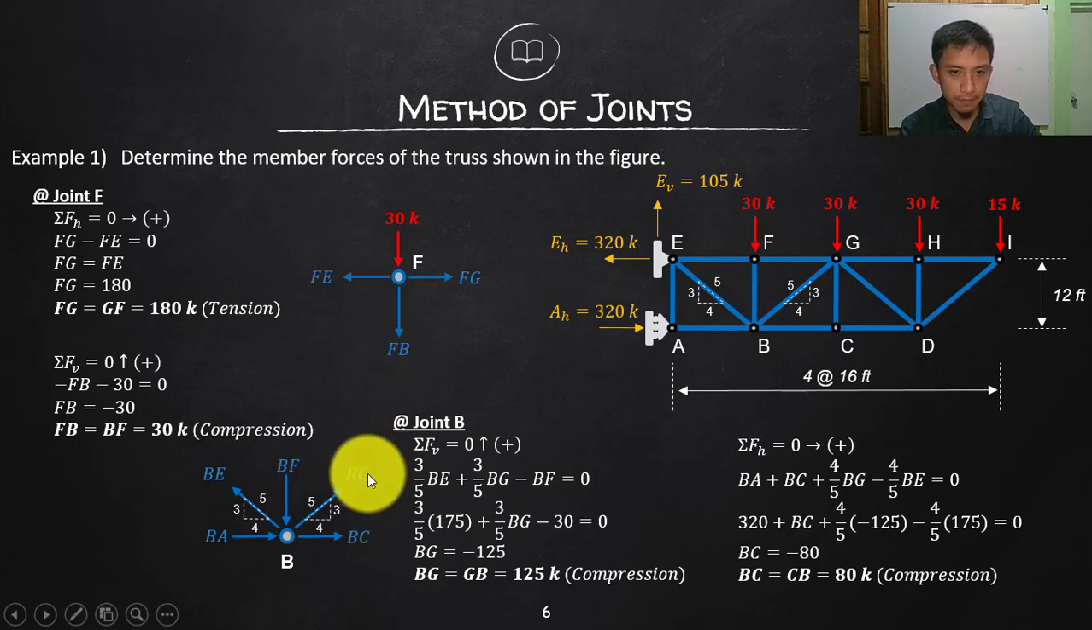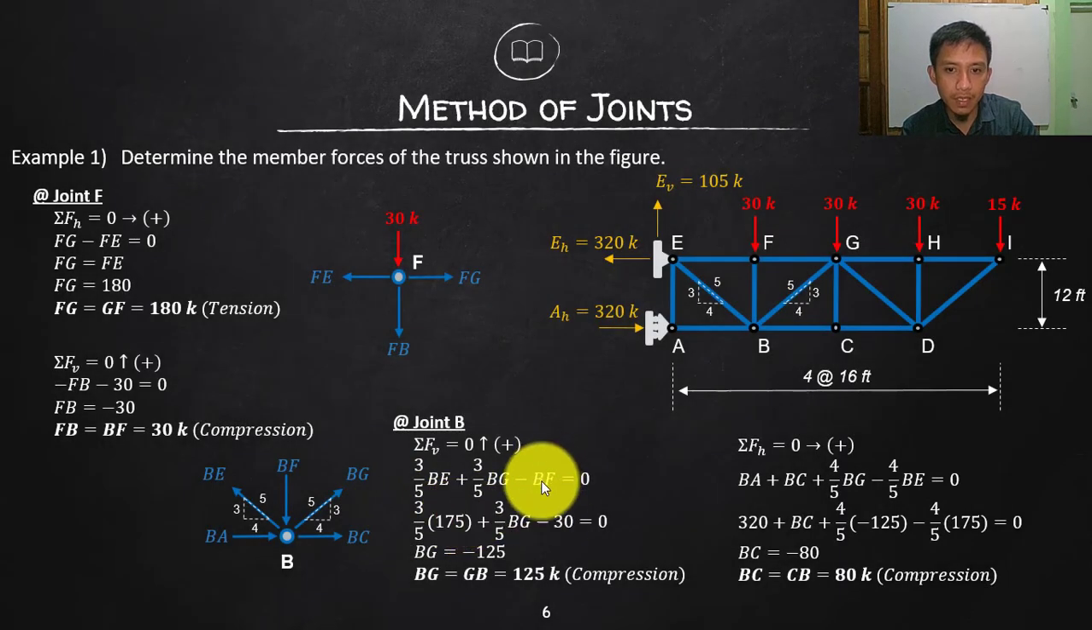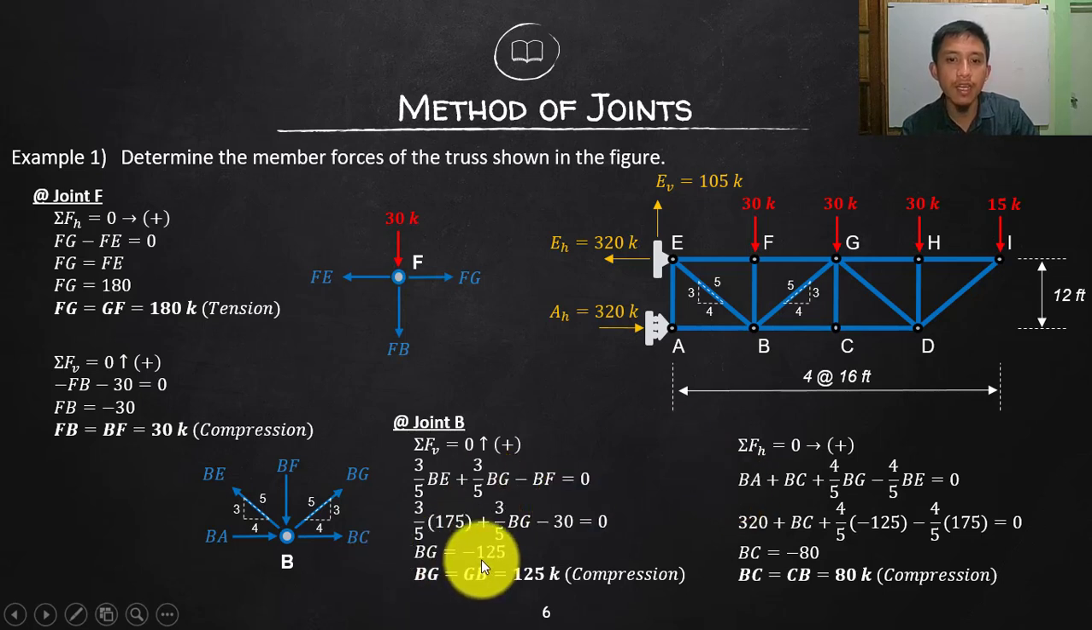Okay, so let's do that. The 3/5 of BE is going up, so positive, and 3/5 of BG, which is the unknown, going up, so positive, and going down BF, so that is a negative. So substitute whatever we know. 3/5 of BE, your BE is solved before to be 175, and then your BF is already solved here to be 30. Don't worry about the tension and compression now, since that is already applied on the direction. So all we need to do is solve your unknown BG. Combine simple algebra, you will end up with BG to be negative 125.